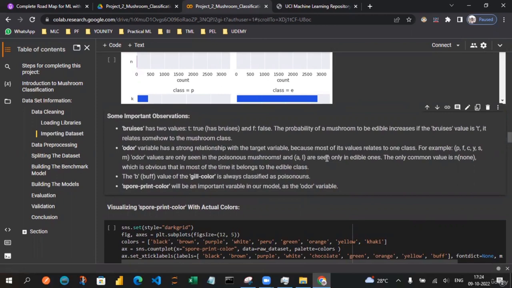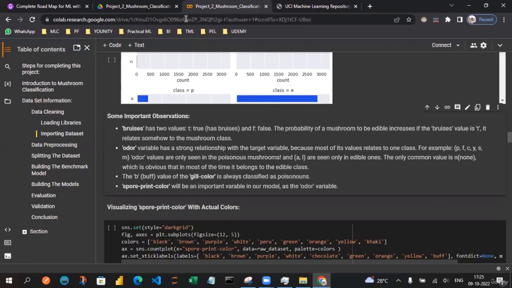And the probability that the mushroom is edible is going to increase if the bruises value is T. Suppose this is a mushroom classification, but what we require is the bruises value as True or False. True or false basically tells about the probability of whether the mushroom is edible or not.